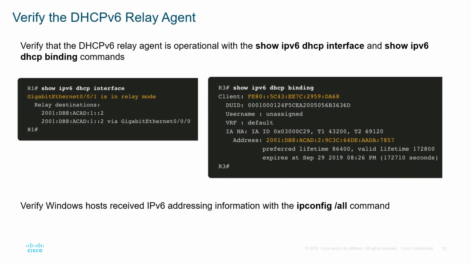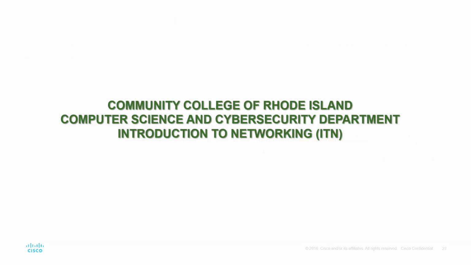Verify the DHCP relay agent is operational with the show ipv6 dhcp interface command and the show ipv6 dhcp binding command. So here on the left, you see R1 is showing that G0/0/1 is definitely in relay mode. You also want to verify within Windows that your device did grab the appropriate addresses. So that is your perspective from a DHCPv6 server.